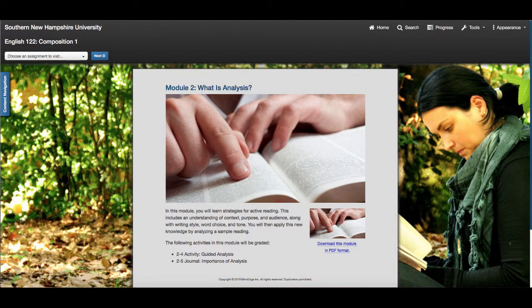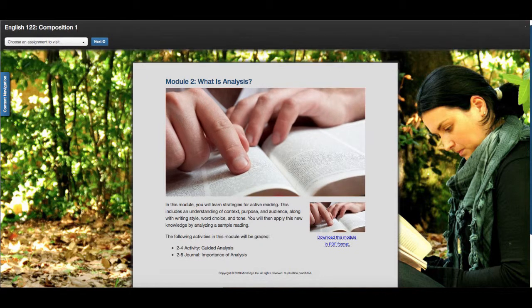And welcome to Module 2, where we will discuss and learn about what analysis is. So this module focuses on active reading strategies that'll help you understand the context, the purpose, and the audience of the essay that you decided to read. You'll have 2 graded assignments this week. One is a 2-4 activity for guided analysis, and the other is a journal which discusses the importance of analysis.